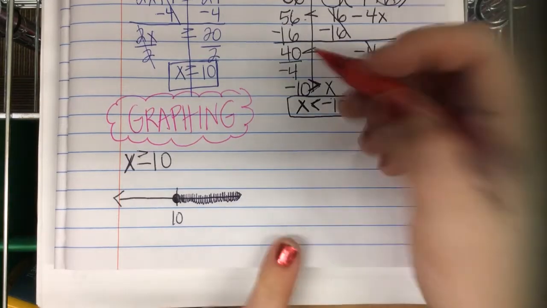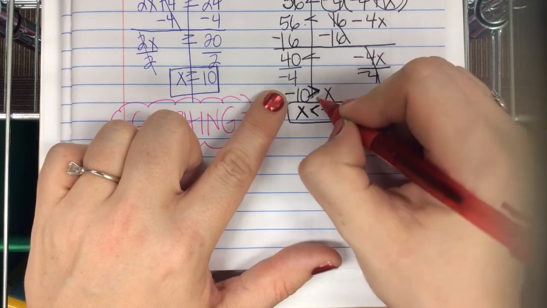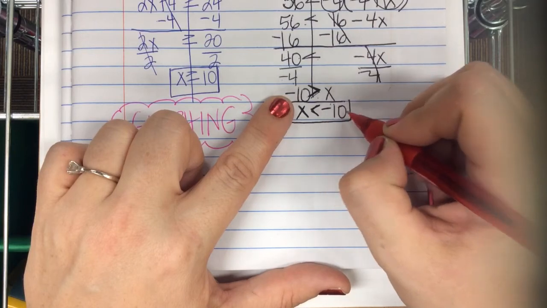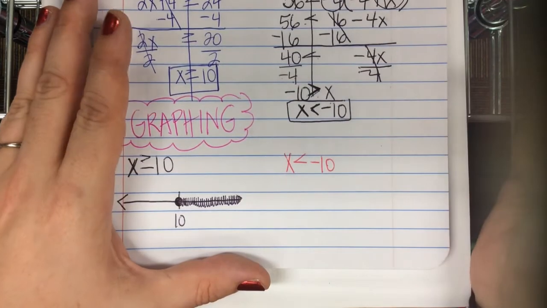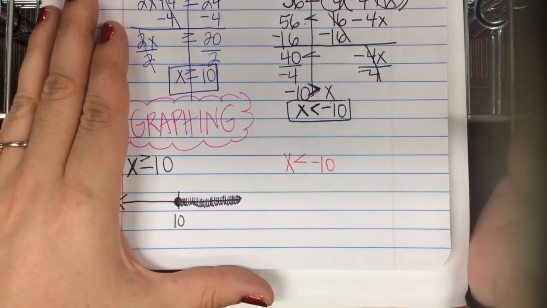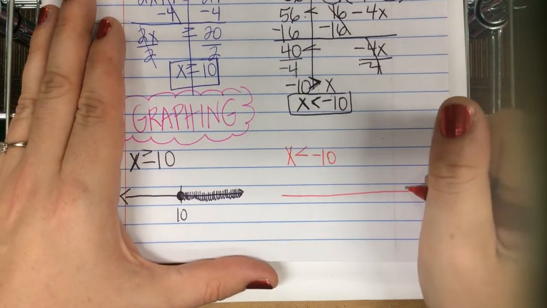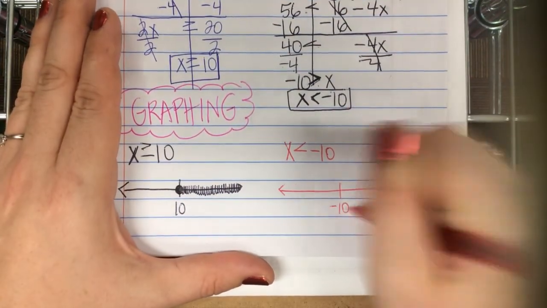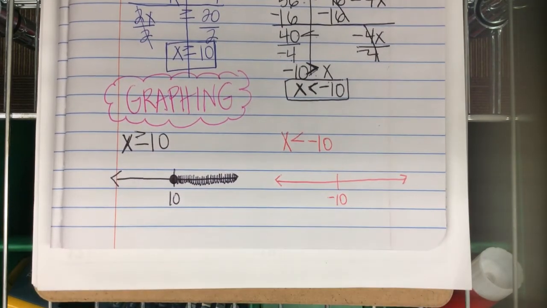All right, so let's talk about this one. Negative 10 is greater than x. Or I flip it around because I want my variable first. X is less than negative 10. I want my variable first, so you have to be really careful when you're flip-flopping it. So negative 10 is my answer, so it's what goes in the middle.